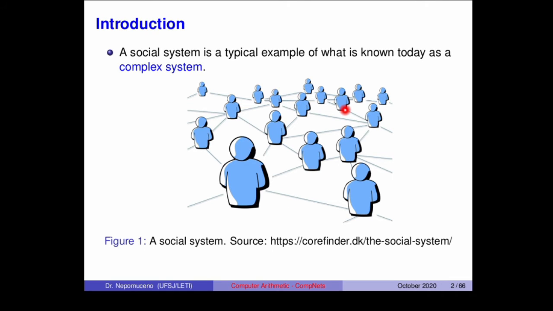A social system is a typical example of what is known today as a complex system. You can see here some basic social structure that people form together. It's quite common to see many people relating in social networks like Facebook or any other, and in this way they are made complex systems, right?